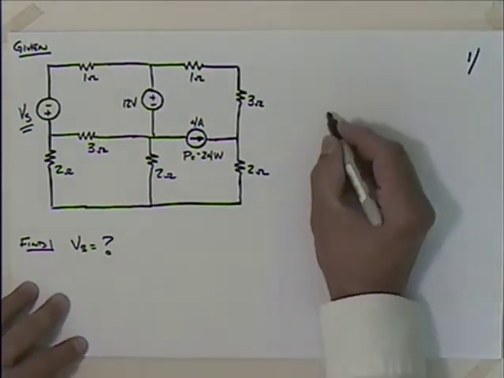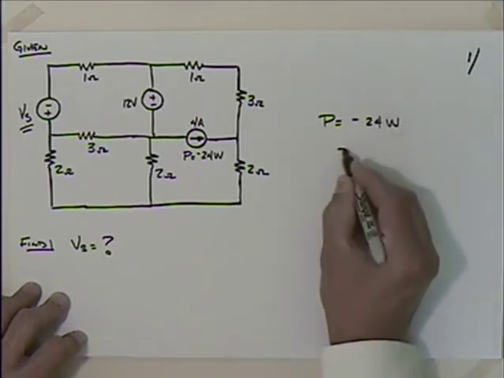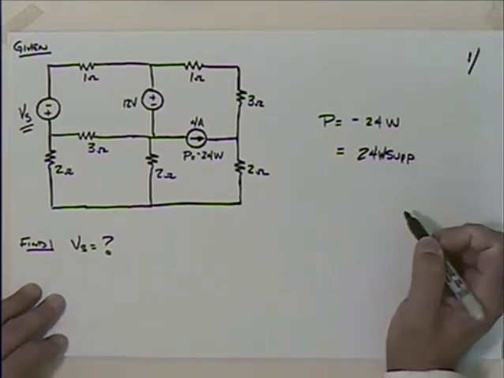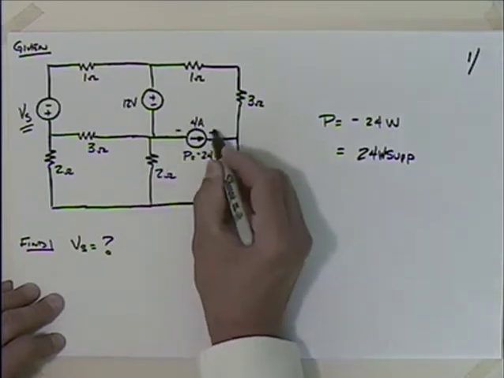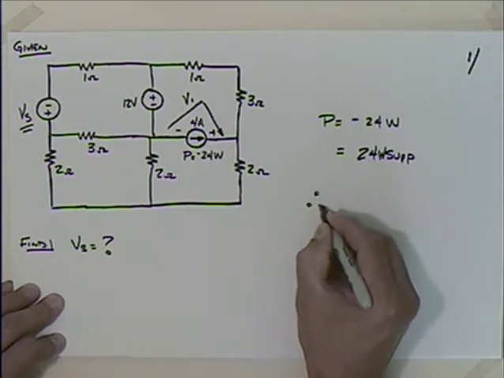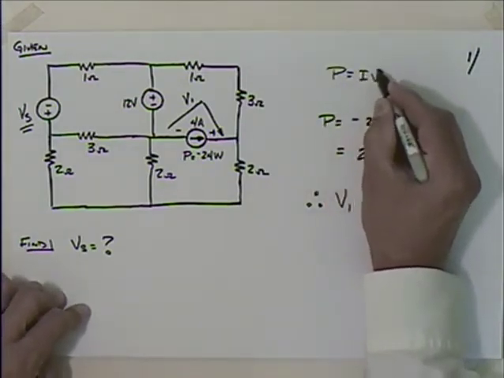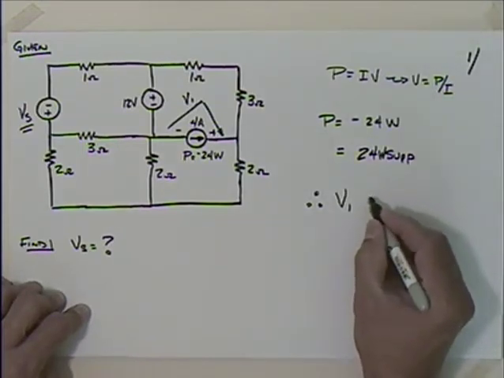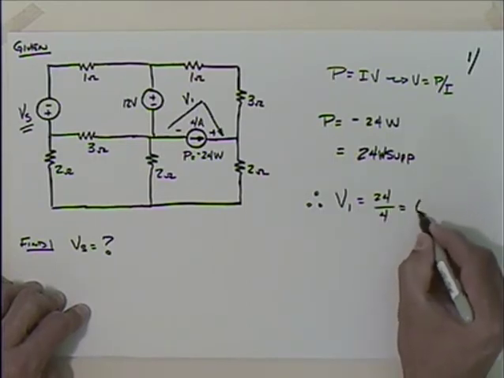So I'm going to switch pages on you real quick. If the power is equal to minus 24 watts, we could say that that's really 24 watts supplied. So if it's supplying power, that means this is going to have to go from negative to positive. I want to go ahead and put the voltage in, and maybe I will say that this is voltage 1. Therefore, voltage 1 has to be equal to, using Watt's law, of course, power is equal to current times voltage. So voltage is going to be equal to power divided by current. So we have 24, that's our power, divided by our current, which is 4, gives me 6 volts.